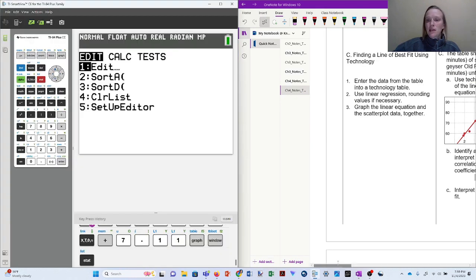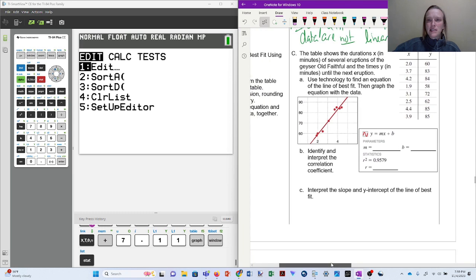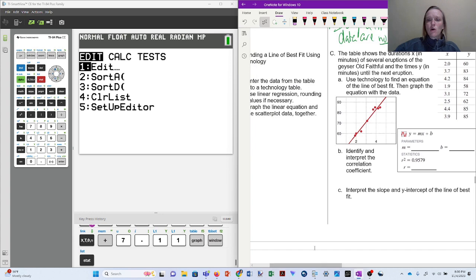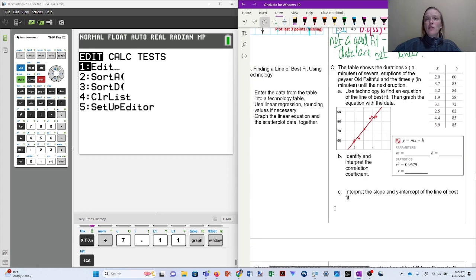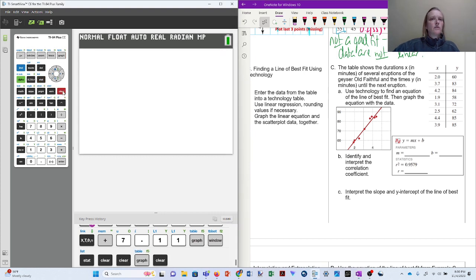So if I split my screen a bit more, but I still want to see these data, these data show a relationship between the duration in minutes of the eruption of the geyser Old Faithful in Yellowstone National Park and the times in minutes between the eruptions, the time to the next eruption. So what I'm going to do here, let me just clear the screen on my calculator. Let's go here. All right.